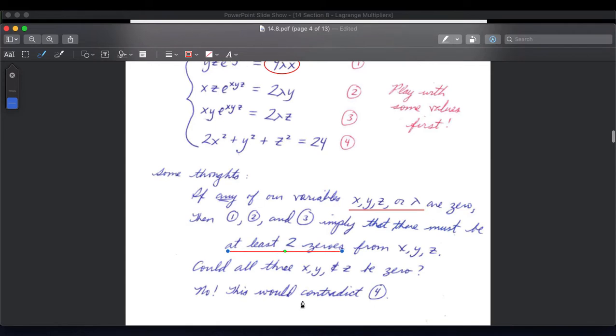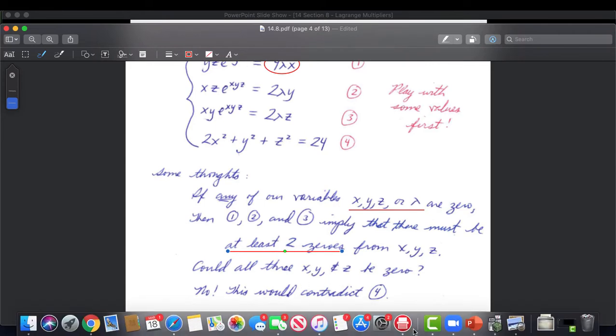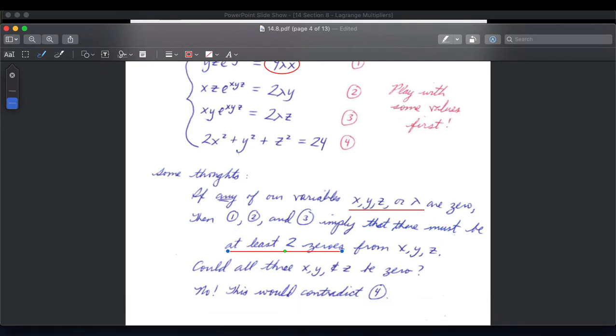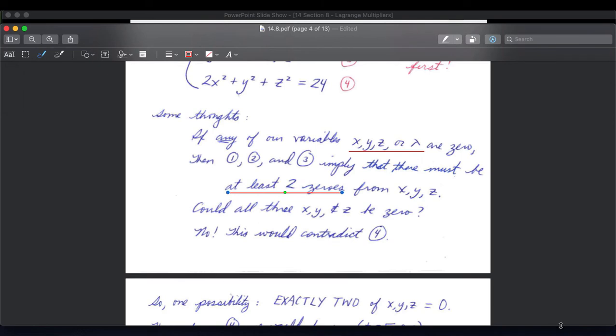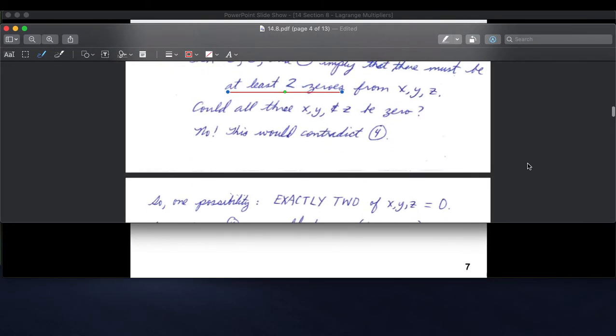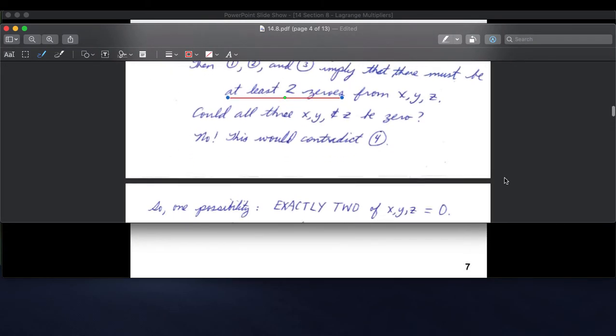Okay, since not all three could be 0, what that tells us is that one possibility is that exactly 2 of x, y, or z equals 0. Exactly 2. So either x and y are 0, but z is non-zero, or y and z are 0, x is non-zero, and so on and so forth.